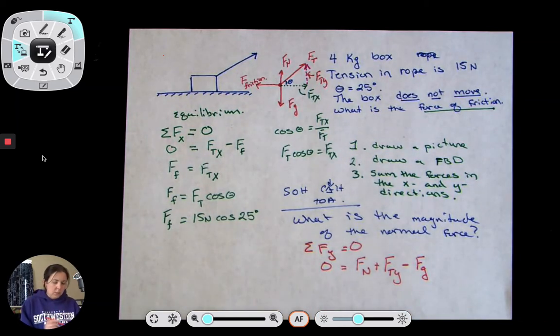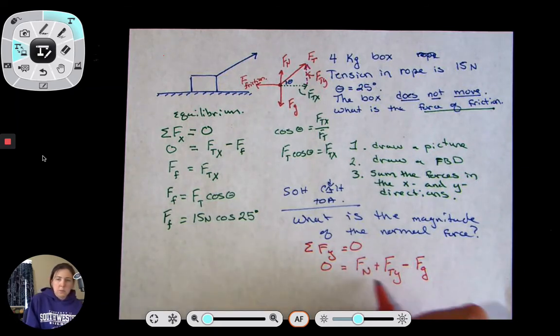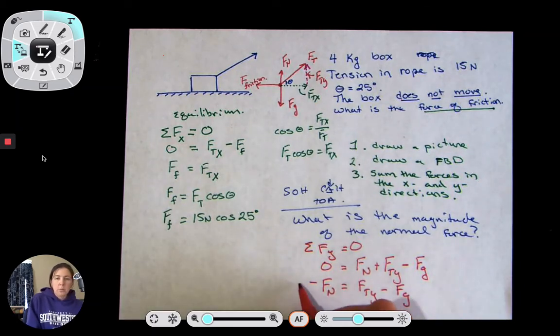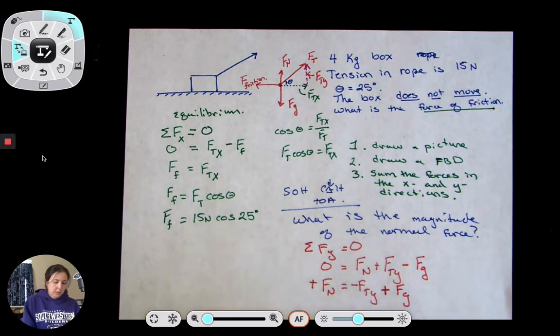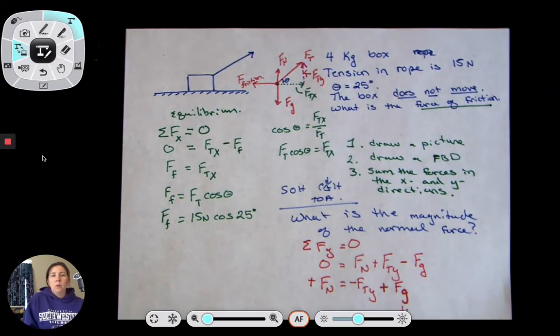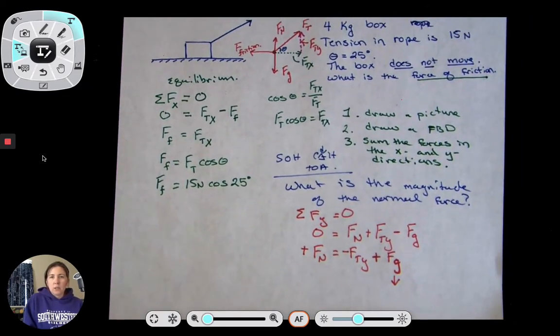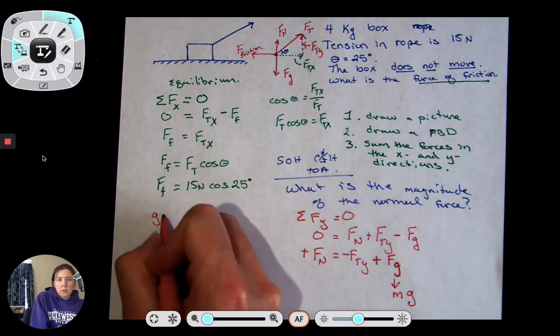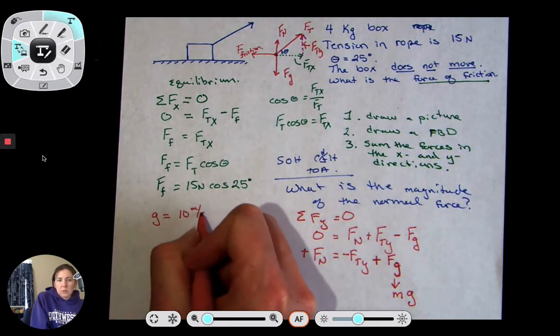Now, at this point, I'm going to do some manipulation. I'm going to move this to the other side. So I get negative the normal force equals force of tension in the y direction minus the force of gravity. Then I'm going to multiply by -1 just so that this is positive. Okay. Now, force of gravity is just the mass of the object times the gravitational field strength. Remember, the gravitational field strength, g, is 10 meters per second squared.